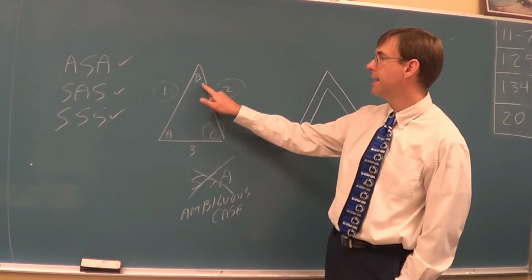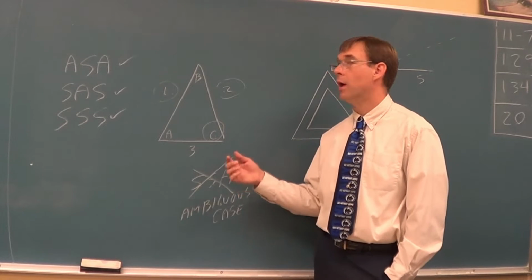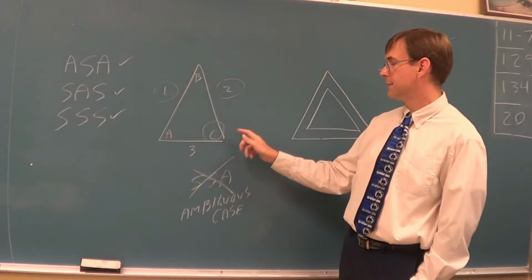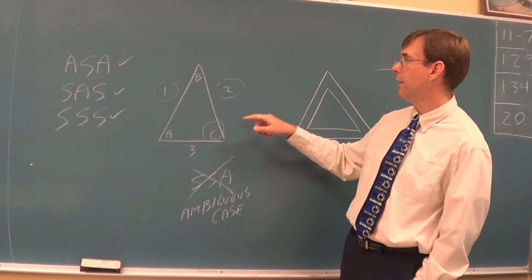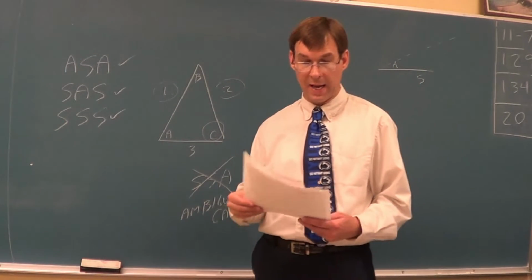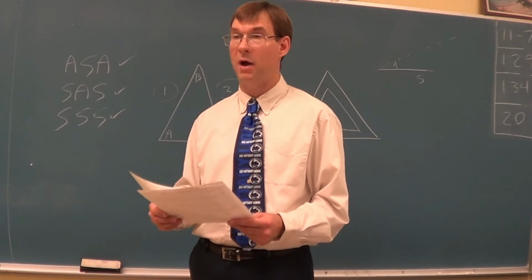So if I'm talking A and B, which side would make me an ASA? A and B with 1. Or A and C with 3. Or B and C with 2. That's the 3 stars of the day, or those 3. ASAs, SASs, SSSs. Question about that information?